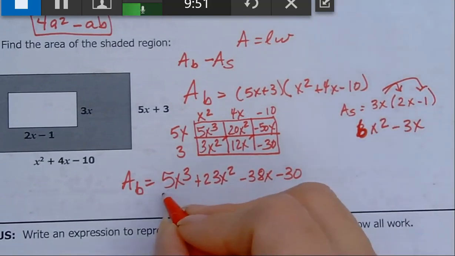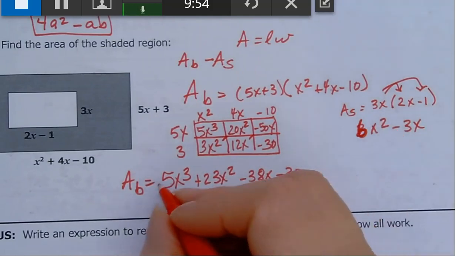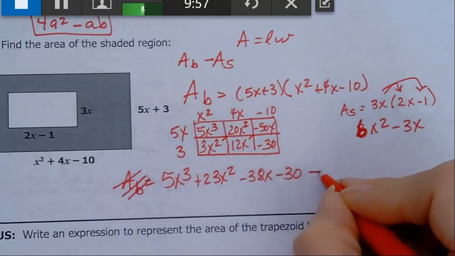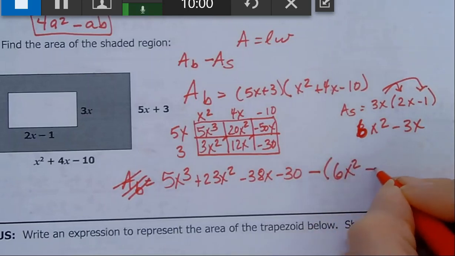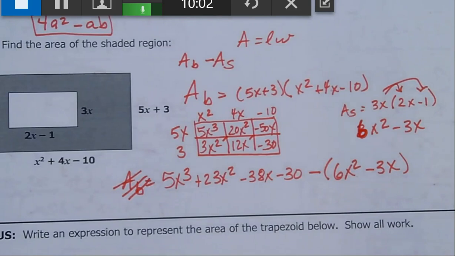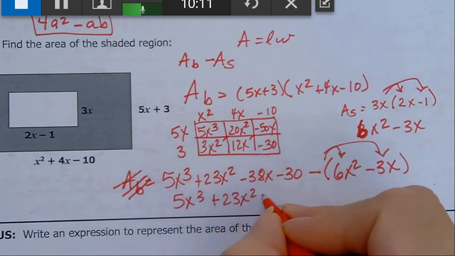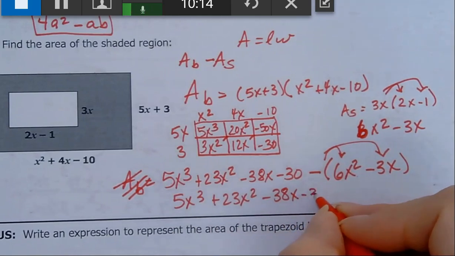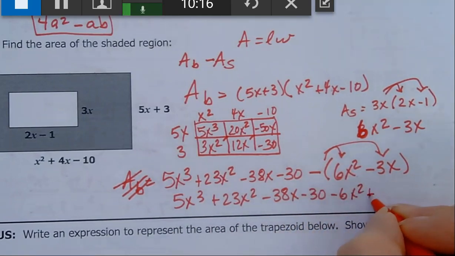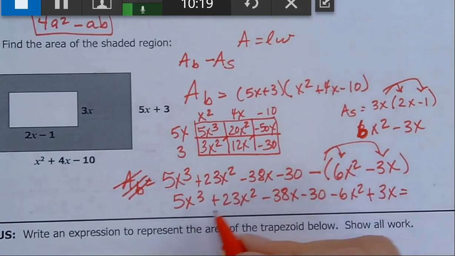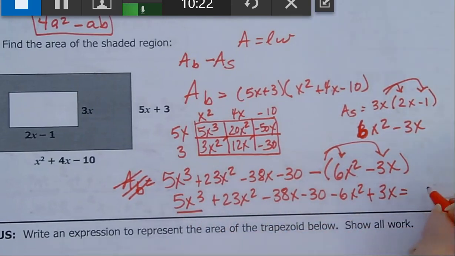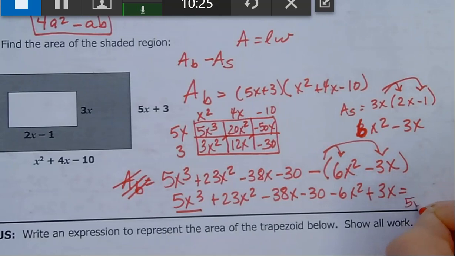Okay, so area big minus area small, I'm going to take that away, and I'm just going to say this is minus area small, so minus 6x squared minus 3x. Please keep that in parentheses because we have to subtract everything that's inside there. 5x cubed plus 23x squared minus 38x minus 30 minus 6x squared plus 3x equals, I have just one of those, so I have 5x cubed. 23x squared minus 6x squared is going to be 17x squared.